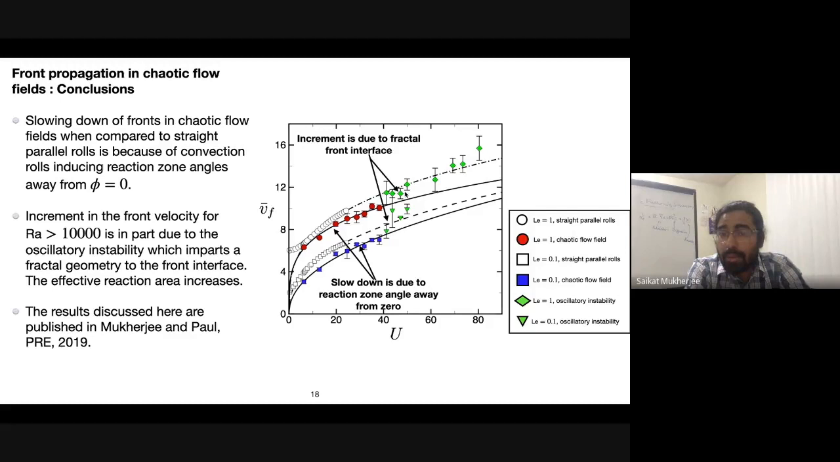However, after the oscillatory instability, you have front velocity which increases because of the geometry. When there is a fractal geometry, it increases the surface area between the products and the reactants, which increases the reaction strength and the front speed in those regions. So the increment is partly due to the fractal front interface, and the slowdown is due to the reaction zone angle. The results so far were published in Mukherjee and Paul, PRE 2019. If you're interested, you can take a look at the paper.